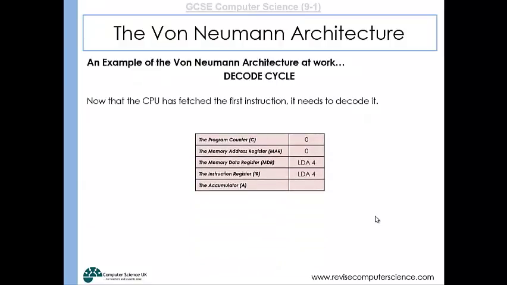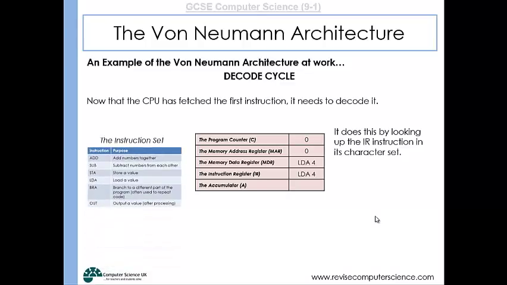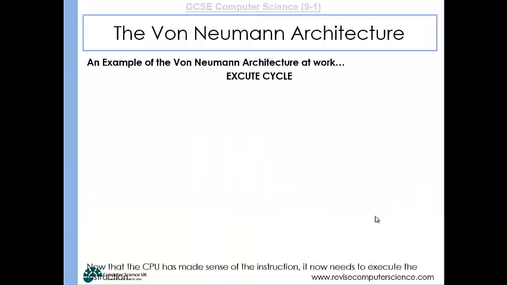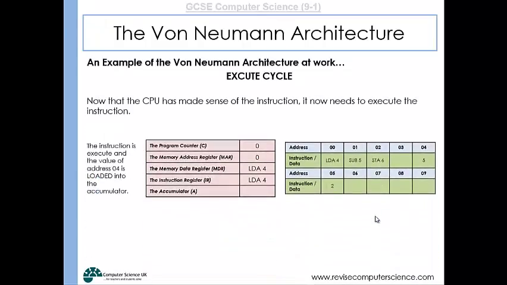So now we've got an instruction in the instruction register. The CPU will look up what that instruction means in its instruction set, and it can see that LDA means load a value into the accumulator. So load the contents of address 4 into the accumulator. Now the CPU understands what that means. It's decoded it, so now it's ready to execute that instruction.